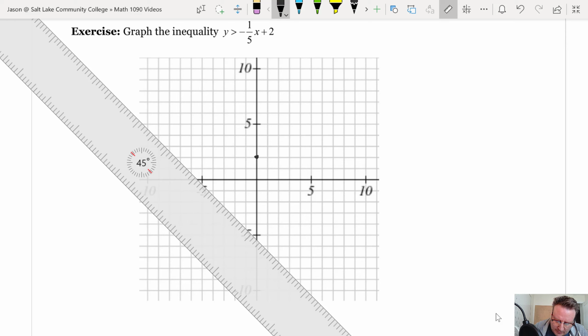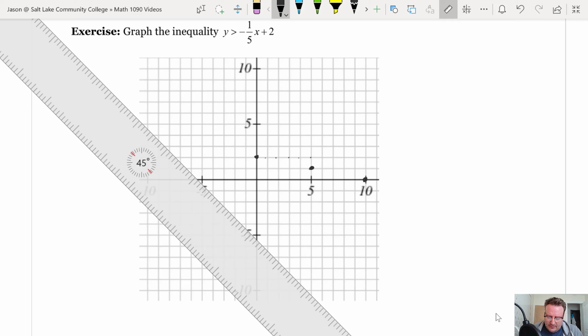So I'm going to run 5 units: 1, 2, 3, 4, 5. And then I've got to go down 1 unit. That puts me right there. If I do this again, I run 5 units: 1, 2, 3, 4, 5, down 1. That puts me right there.